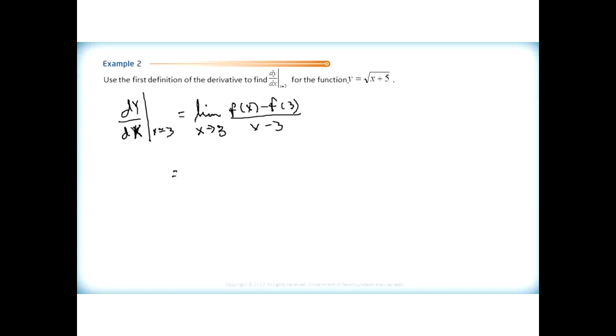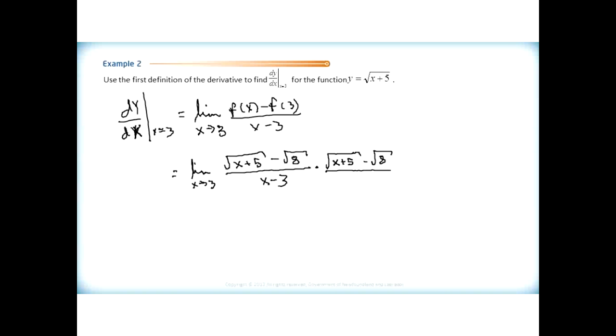So in this case, that will be the limit as x approaches 3 of the square root of x plus 5, minus the square root of 3 plus 5, which is the square root of 8, all over x minus 3. Now we have to evaluate this limit, which is indeterminate, 0 over 0. It's a limit with radicals, so remembering our strategy, we multiply the numerator and denominator by the conjugate of the thing that's giving us a bit of a headache.